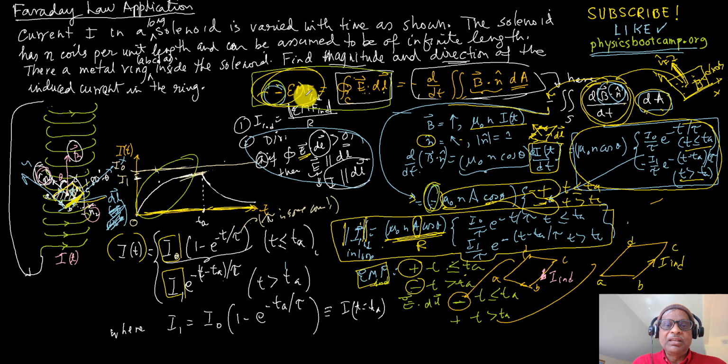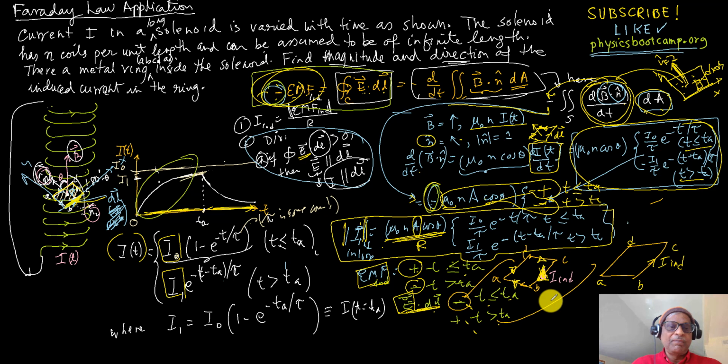So E dot dl is minus the EMF. In this particular case, E dot dl will be negative in one and positive in the other, opposite of that. Now the electric field is opposite to dl, and dl was picked this way, so the electric field is in the opposite direction, meaning the induced current is going this way.